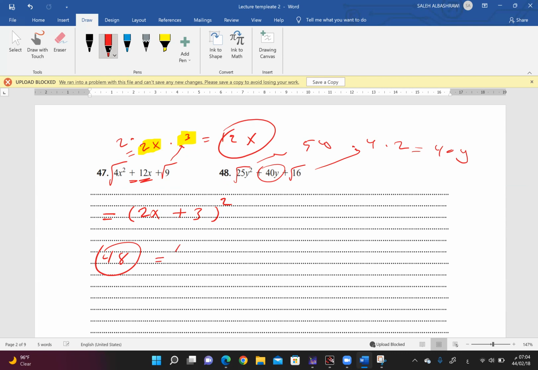So this can be written as bracket to the power 2. The first one is 5y, the second is the square root of 16, which is equal to 4. And the middle sign is a plus. So it is 5y plus 4, all to the power 2. This is how to factor a perfect square trinomial.